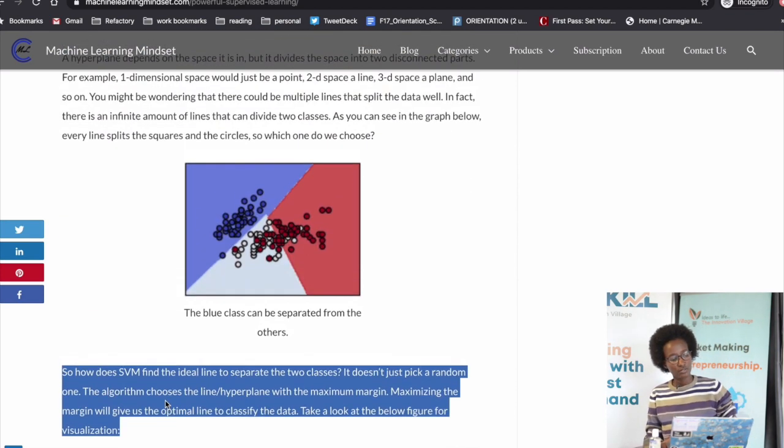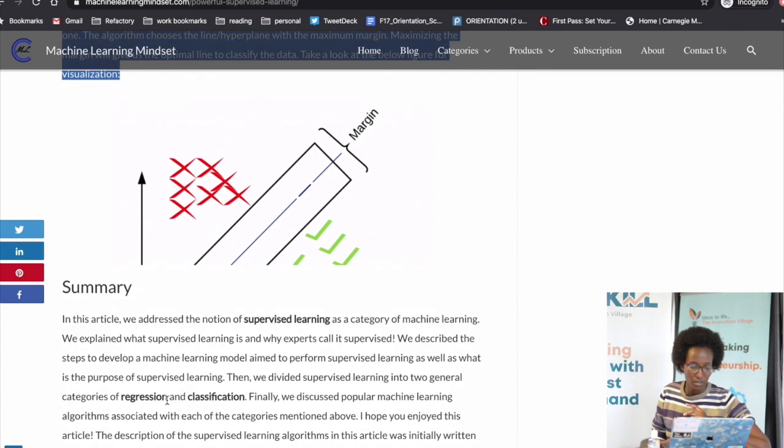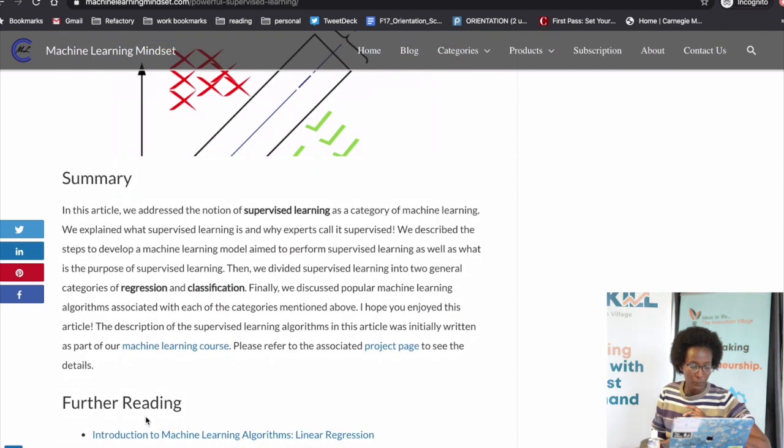All right, so that is just delving a little bit deep into how support vector machine works, but at the high level, what it does, it finds the best line that divides the data between the 2 or 3 categories. Okay. All right. So this is just a summary.